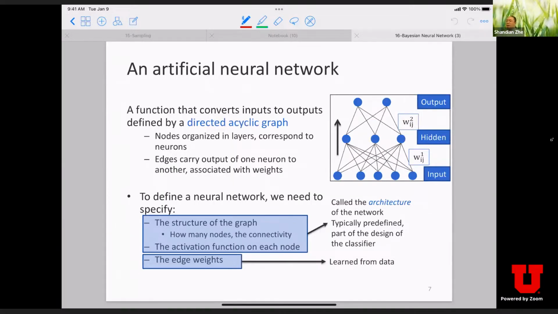So, what is an artificial neural network? From the mathematical perspective, you can view it as a type of function. This function has a certain structure, which converts the inputs to the outputs, defined by a directed acyclic graph. Here we just talk about feed-forward networks, or multi-layer perceptrons. If you know more about neural networks, you know right now there are many variants of the architecture, and you can plug in all kinds of structures. Let us stick to the classical structure.